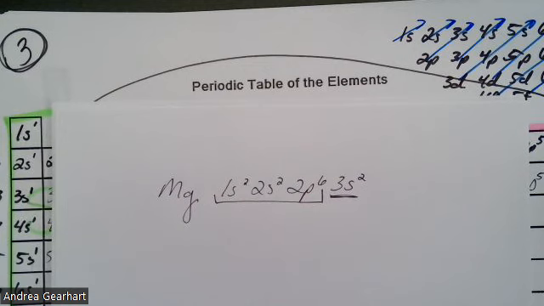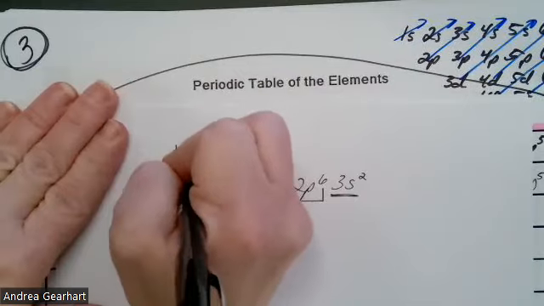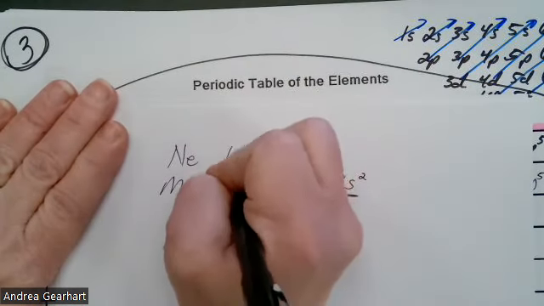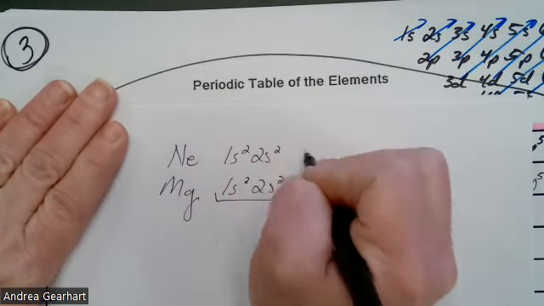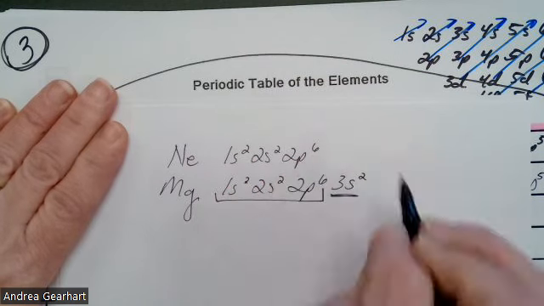Magnesium is in the third period. We know that this final column all the way on the right is called the noble gases. If I go one period above to neon, in the second period, that's the noble gas. And neon has the configuration 1s2, 2s2, 2p6.